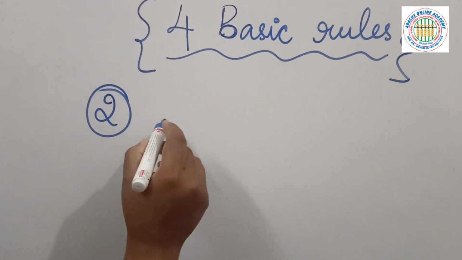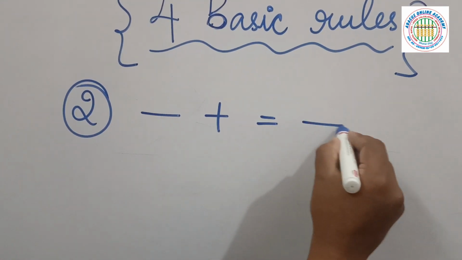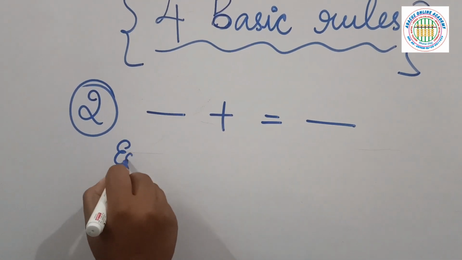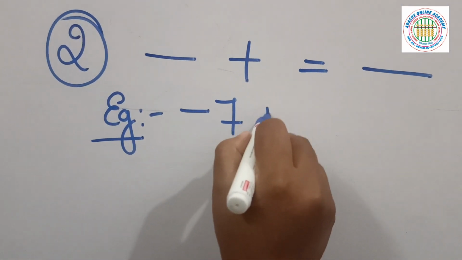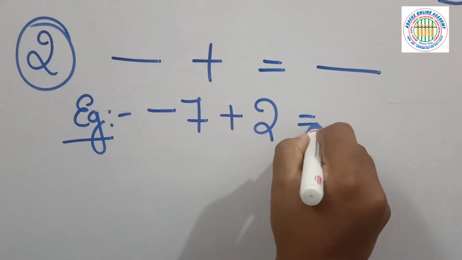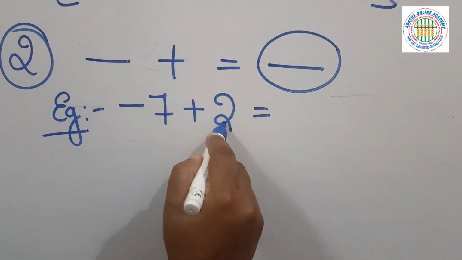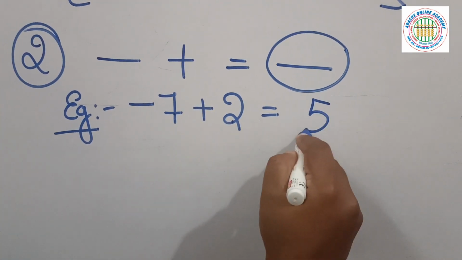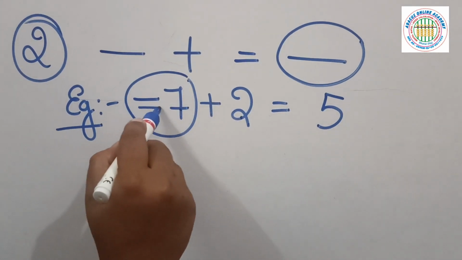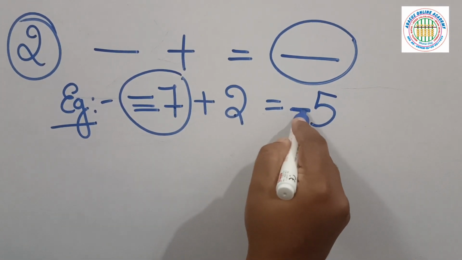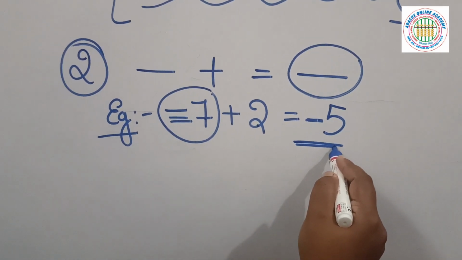And the second one is minus plus gives you minus. The example is, I'll put the same numbers, minus 7 plus 2. What will you do? You have to subtract. So 7 minus 2 is again 5. But which sign will you put here? The greater number is 7 and it has a minus sign with it. So you have to put a minus sign and your answer is minus 5.